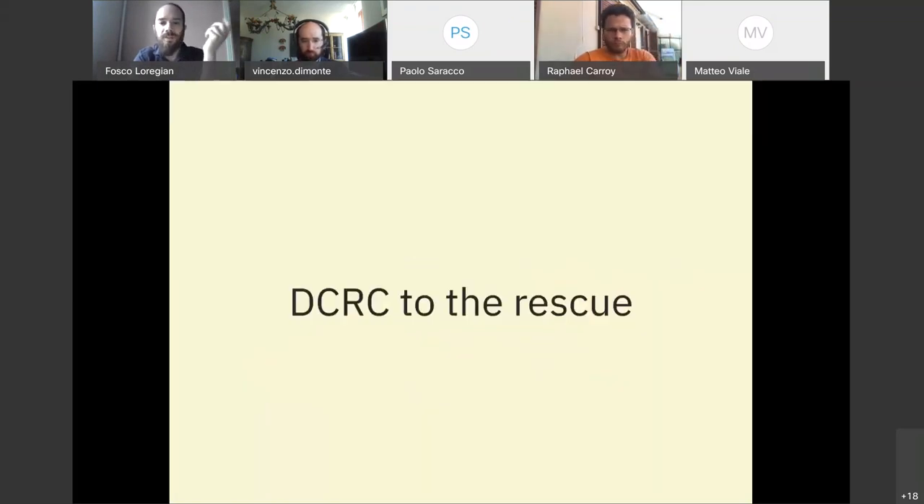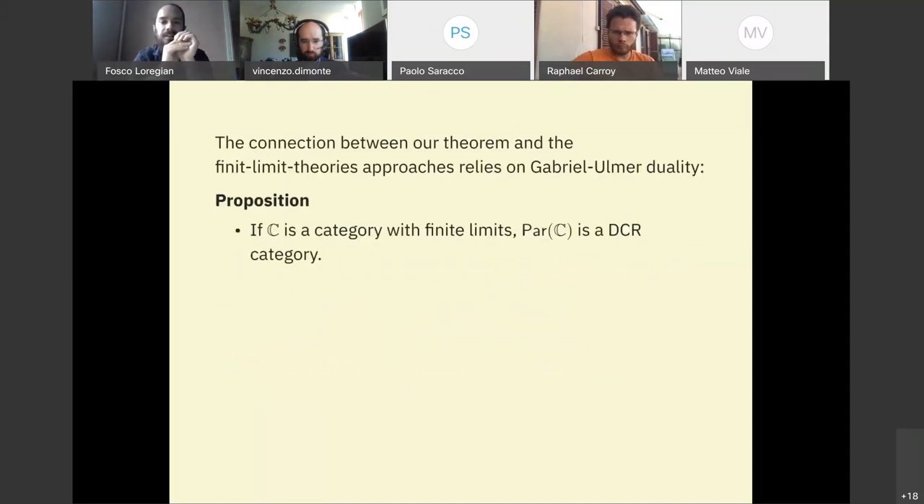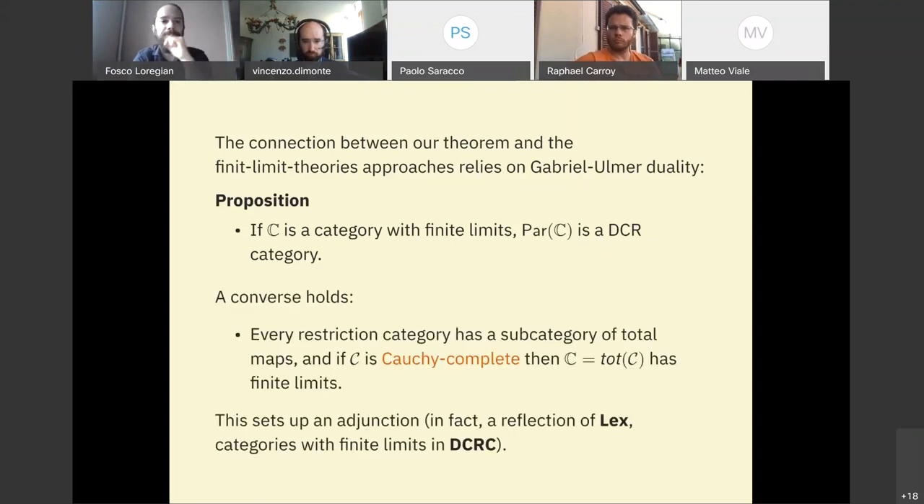Okay, so how do you prove the theorem now that you have all the pieces in place? Well, you just need an additional little result. It's the key result. If I start with a category C with finite limits, then I can build a restriction category, which is the category of partially defined morphisms in C. They are spans where one leg is a monomorphism and the monomorphism accounts for the domain of definition. It turns out to be a DCR category, a discrete Cartesian restriction category.